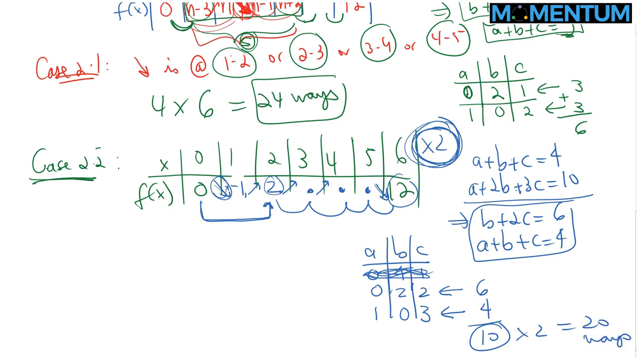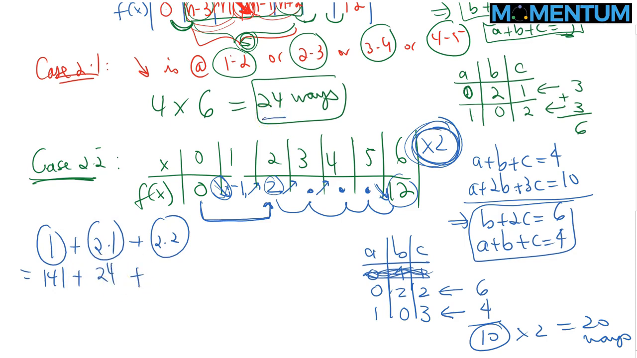And that's it. So case 1 plus case 2.1 plus case 2.2, so these are different cases. Case 1 gave me 141 solutions, case 2.1 gave me 24, and case 2.2 gave me 20 different solutions. So that would give 185, is it? Yes, it is. So 185 is the correct answer, and hope to see you guys in our next lecture.